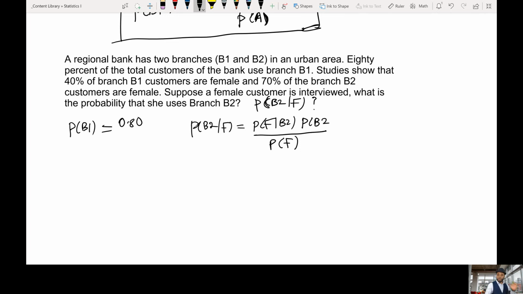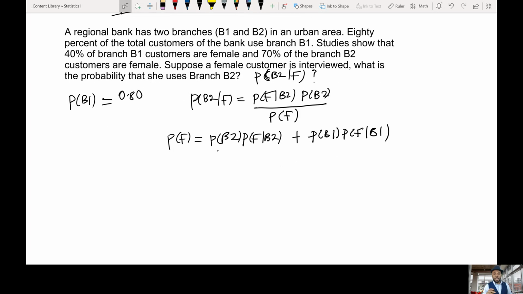So how do we derive that? That's what I'm going to show you. Now, the probability of female, which is the total probability, is equal to the probability of B2 times the probability of female given B2, plus the probability of B1 times the probability of female given B1. That is the total probability.